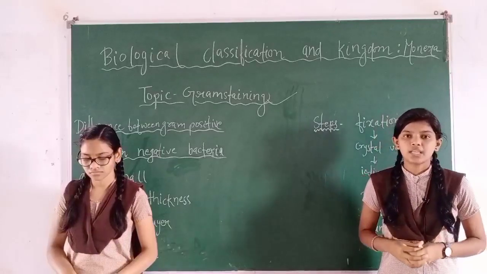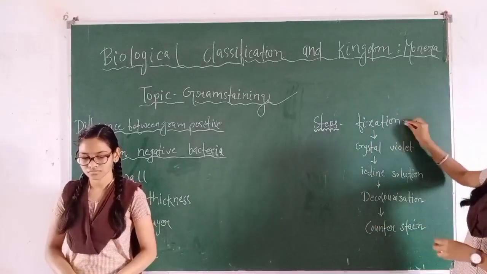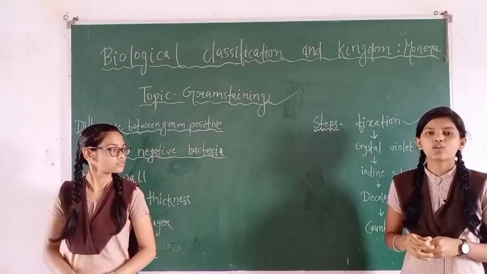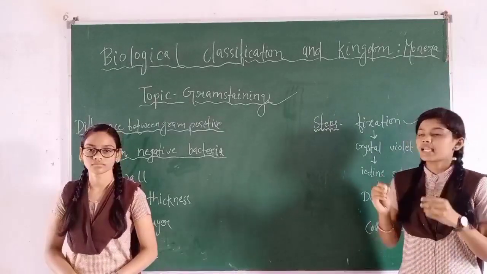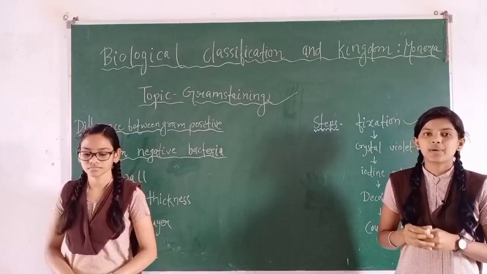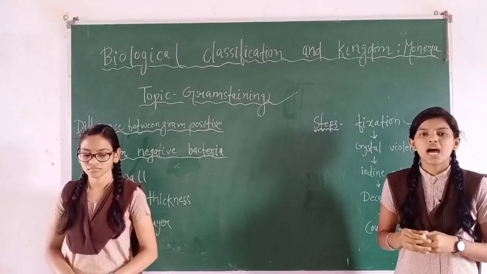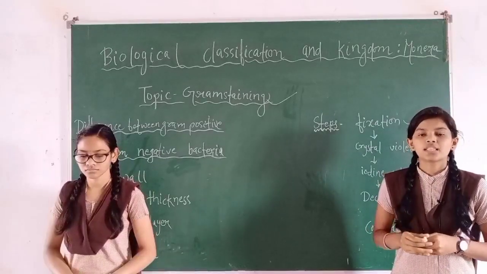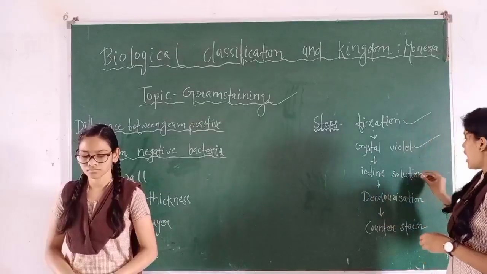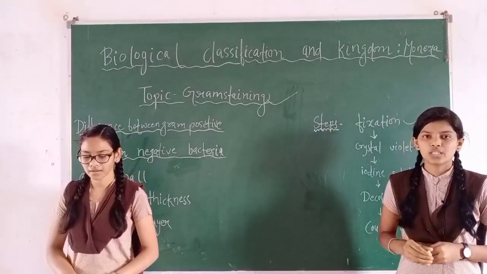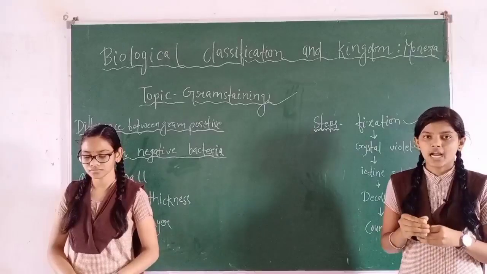So the first step is fixation. Fixing by heat on a slide. The bacterium is heated to be fixed on a slide. The second is crystal violet. The culture is stained with the primary stain, crystal violet, for 1 minute. The third stage is washing the slide. And the fourth is iodine solution. Application of dilute iodine solution, which is also known as Gram iodine.